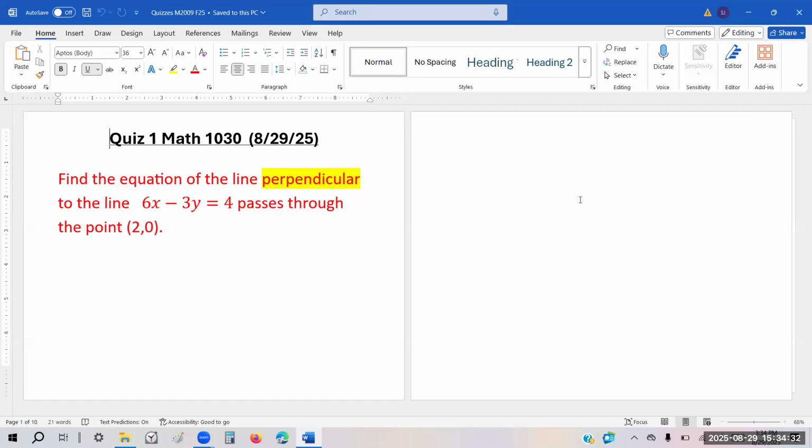Find the equation of the line perpendicular to this line, which passes through the point (2, 0).